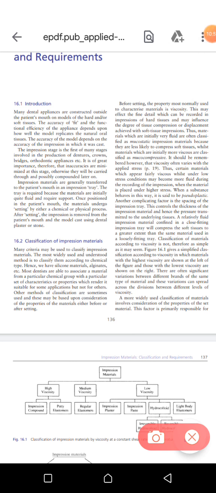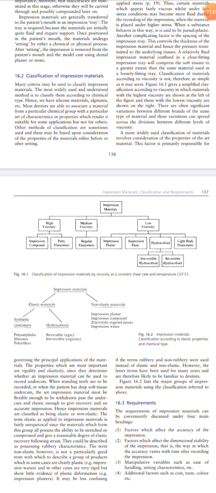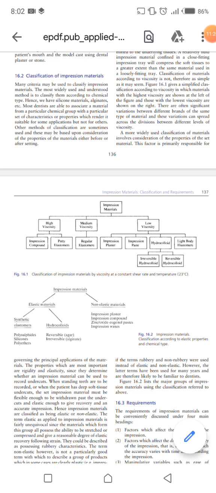this material, which involves consideration of the properties of the set materials. This factor is primarily responsible for governing the principal applications of the materials. The properties which are most important are rigidity and elasticity. You need to remember the rigidity and the elasticity of the material. Okay, rigidity and elasticity are the most important features of the dental material. You need to remember this.